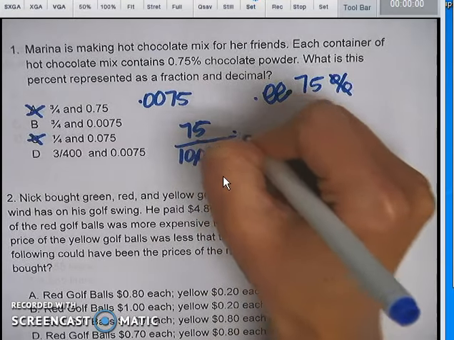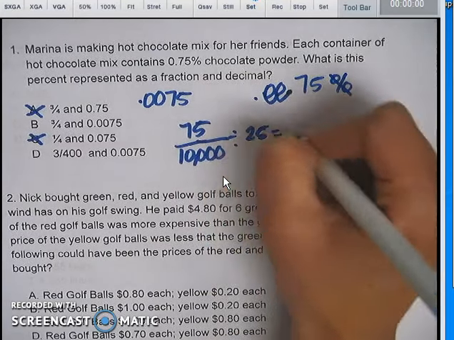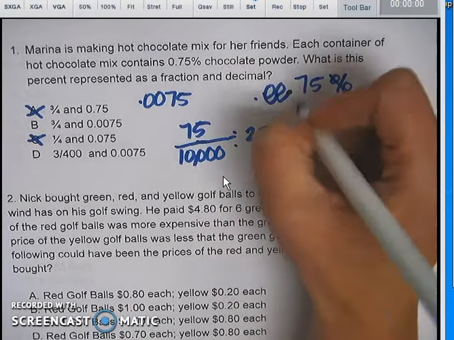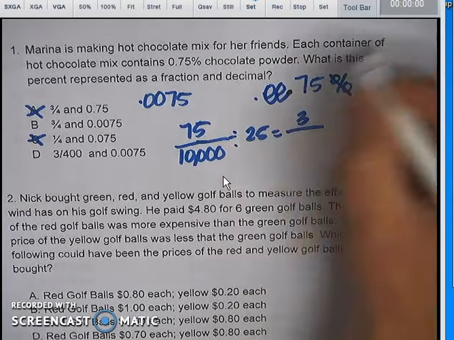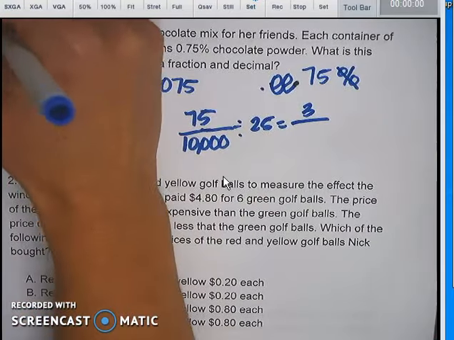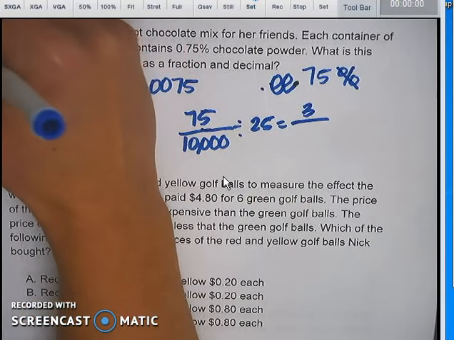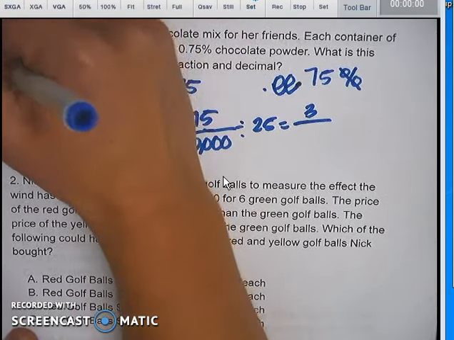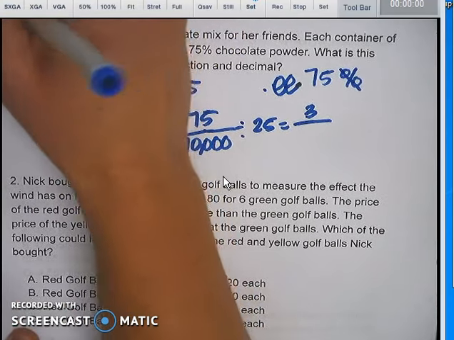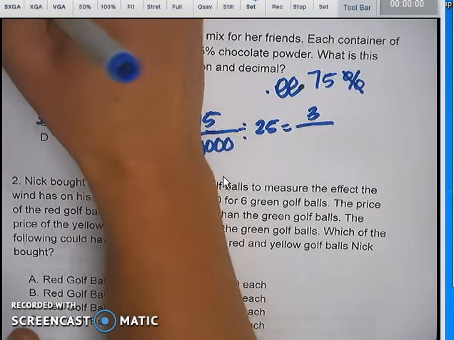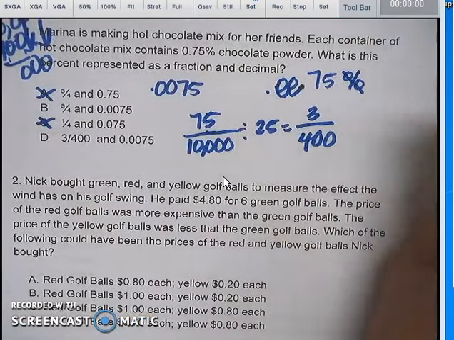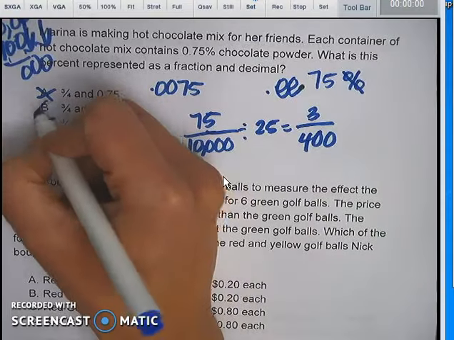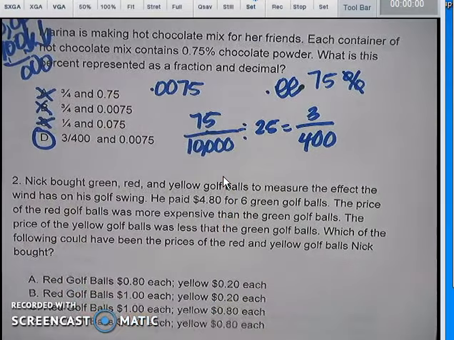Okay, simplify that by 25. 75 divided by 25 is 3. 10,000 divided by 25, that's 4. 0, bring down a 0, bring down a 0, 400. Okay, so the only answer choice that works there is D. Do not miss that. That's baby.